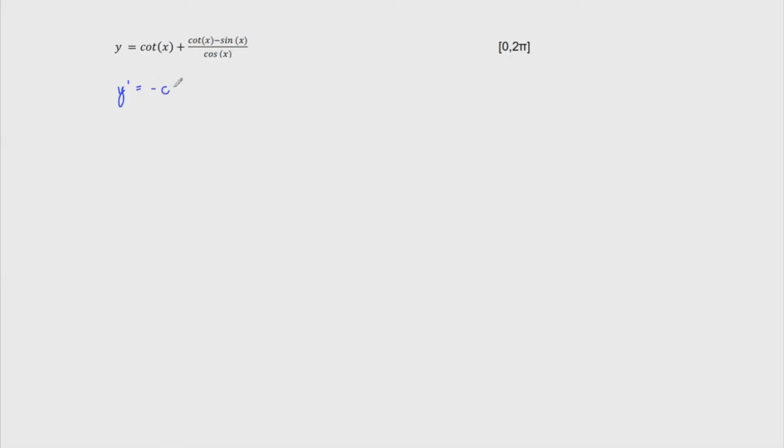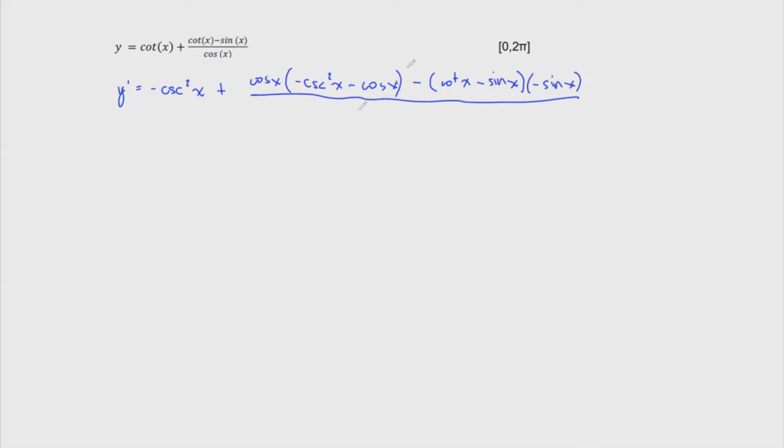So we get here negative cosecant squared x and then plus we have cosine of x and then the derivative of the inside, that's negative cosecant squared x, and then that will be minus cosine of x, and then we have negative of cotangent of x minus sine of x, and then the derivative of the denominator, which is negative sine of x. And then we divide all of these by the square of the denominator. Okay, so that's it for our derivative.